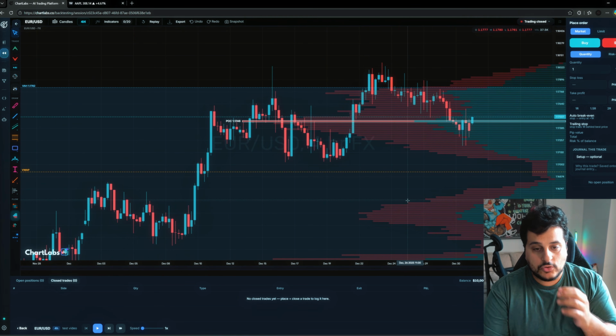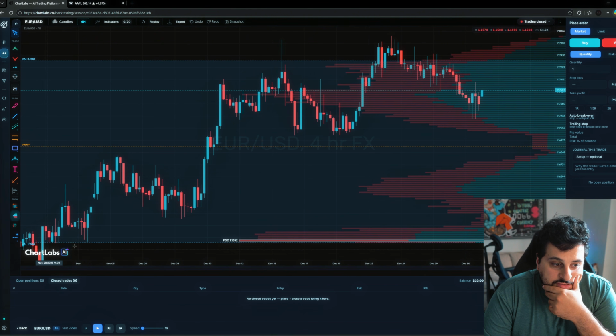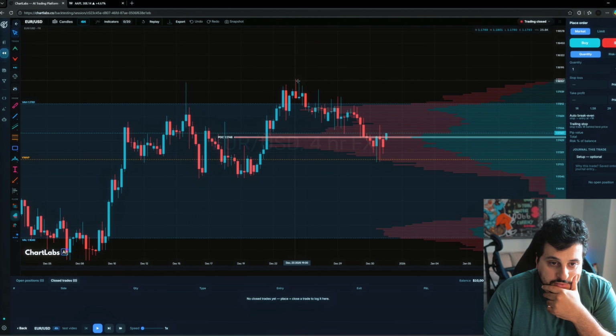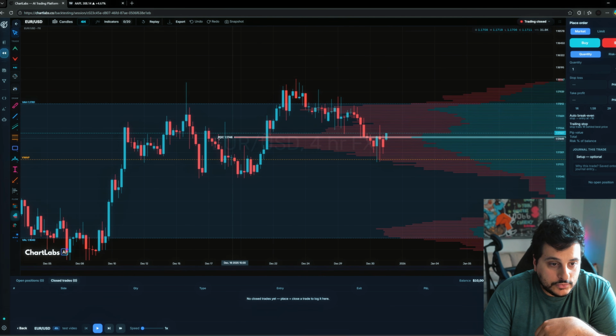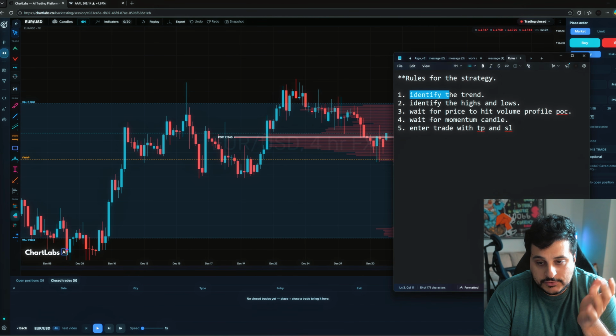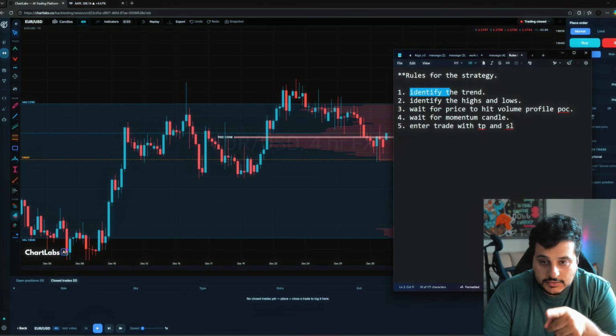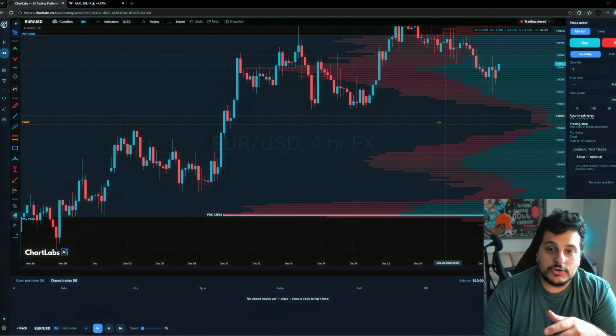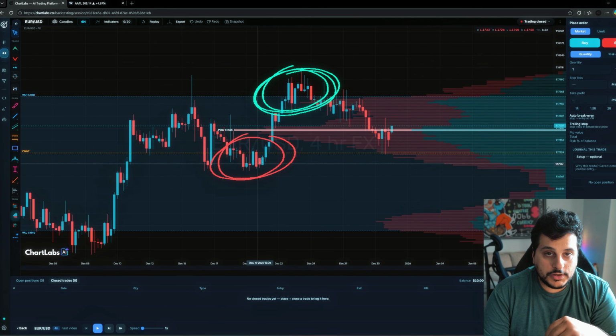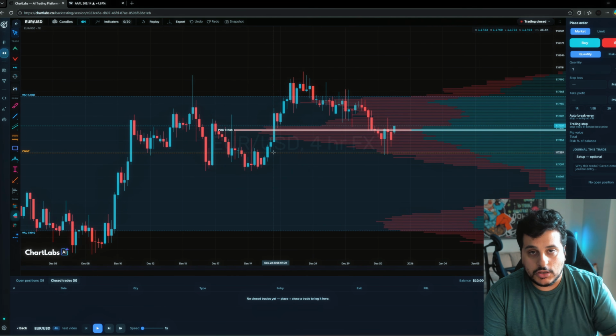Let's see now what we're going to be doing on this chart. So very simple. Looking at this right now, we can clearly see we're in an uptrend, right? We can see that this was the last high. This was the last low. Okay, cool. Price came back down into the POC. This is an area that we want to potentially look to take a trade, right? So what are our rules here? Identify trend, identify highs and lows. We did that. It's trending upwards. Clearly see it. High here, low here. Makes sense? We're in a bullish market. So we're looking for a buy opportunity.